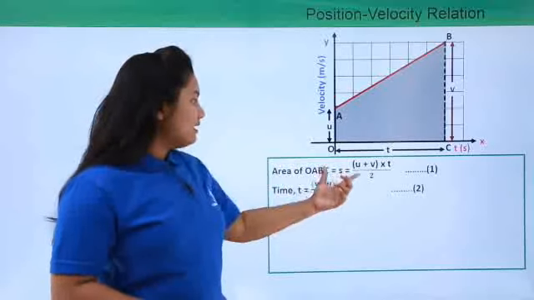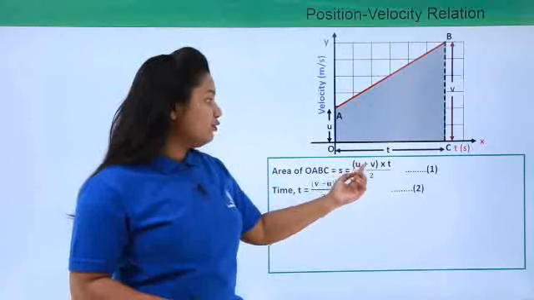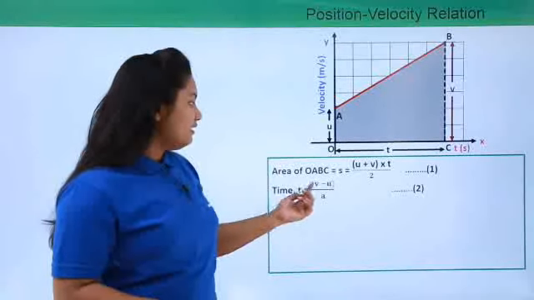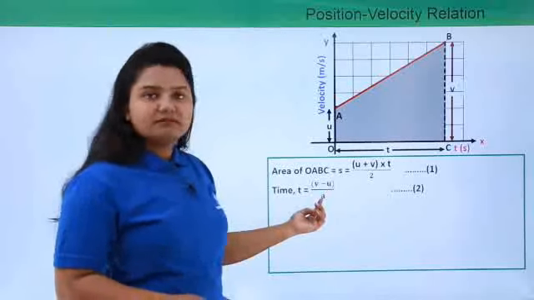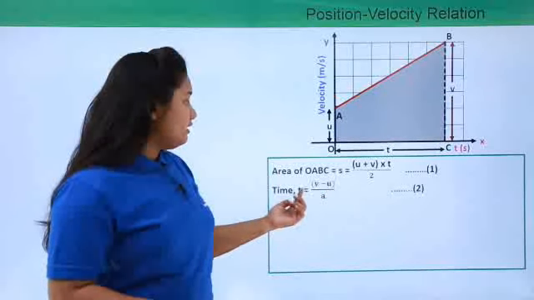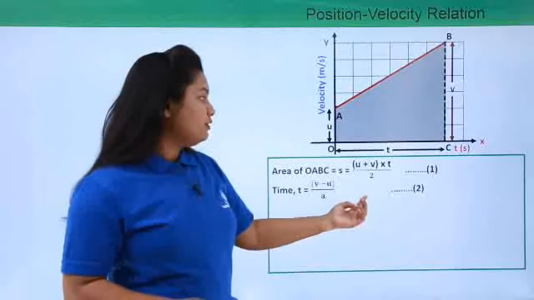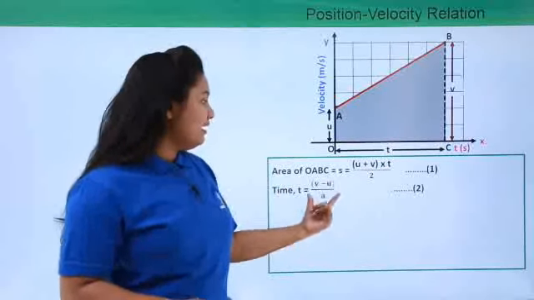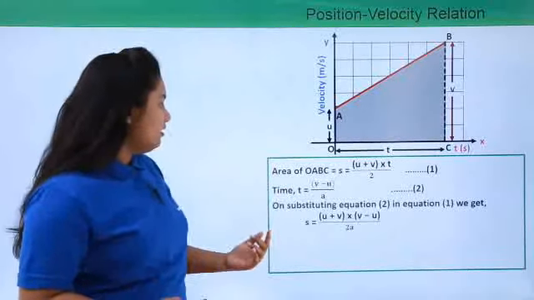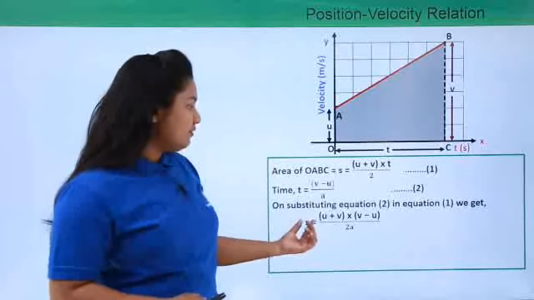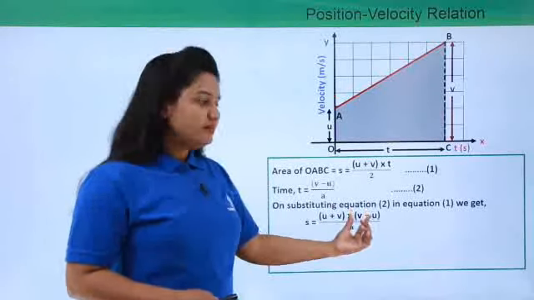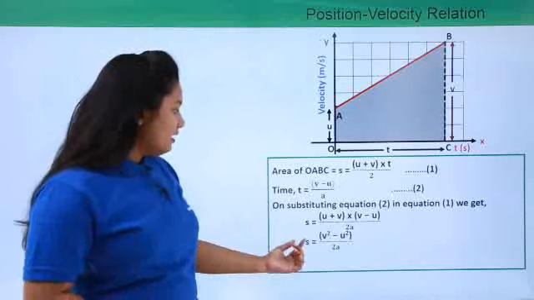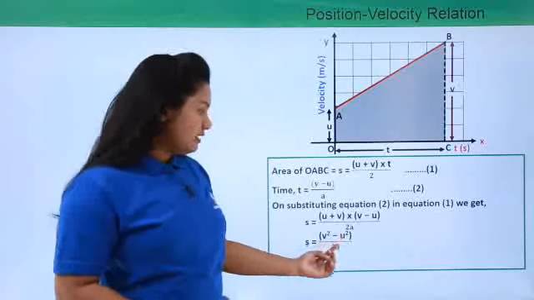So the first equation that we have taken is s equals (u plus v) into t divided by 2, and the second equation that we have is t equals (v minus u) divided by a. Now we will be putting this value of t from equation number 2 in equation number 1, that is, we will be replacing this t by this expression. On doing that, we have s equals (u plus v) into (v minus u) divided by 2a. On evaluating this, we get s equals (v squared minus u squared) divided by 2a.